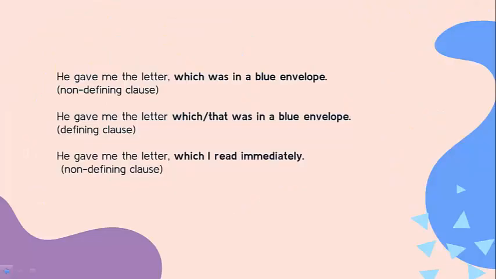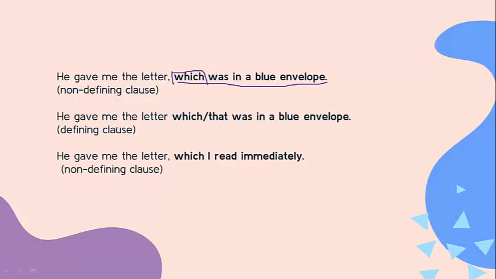Examples. He gave me the letter, which was in a blue envelope. This is a non-defining relative clause. We have here the relative pronoun which. Okay? There was only one letter. It happened to be the blue one.